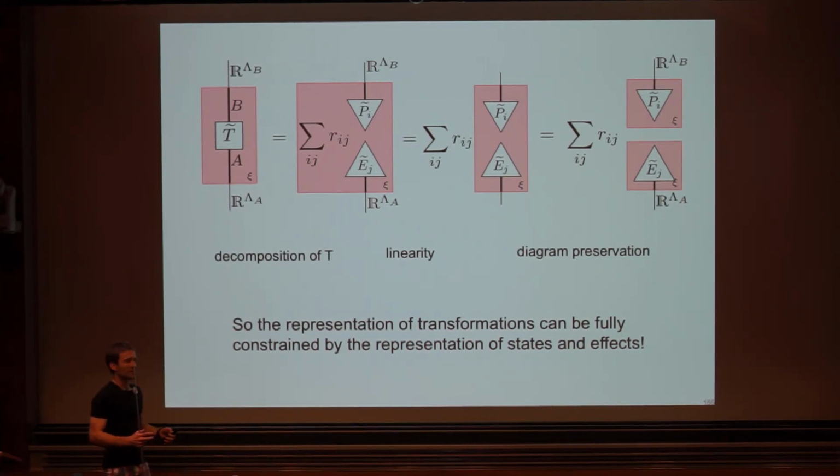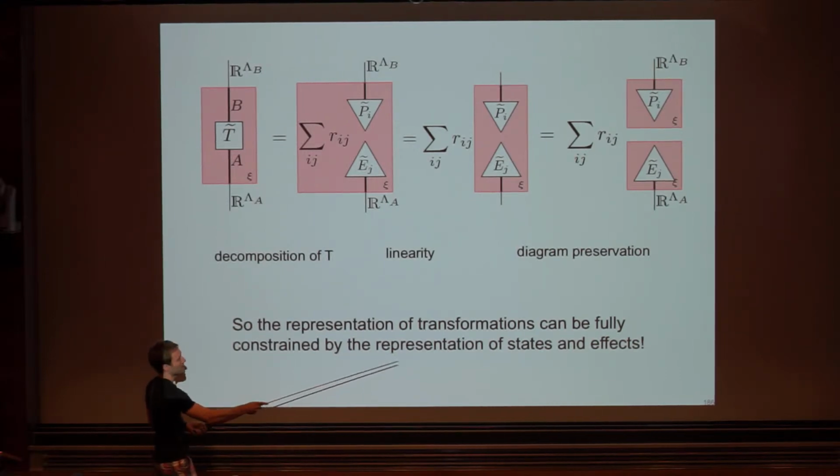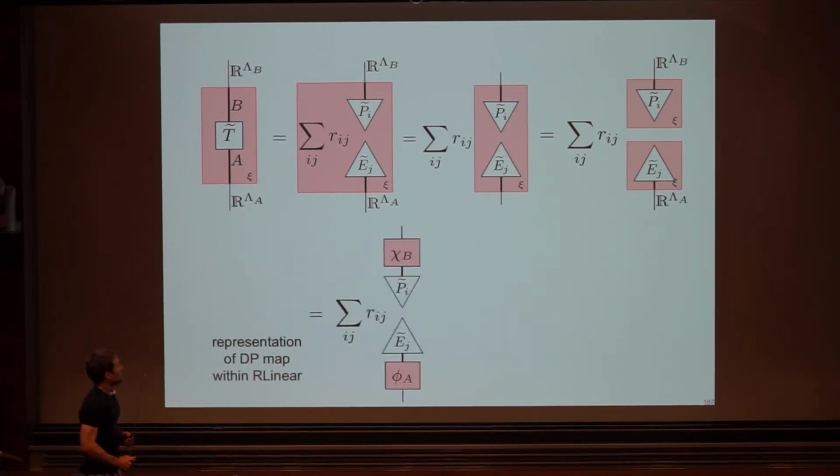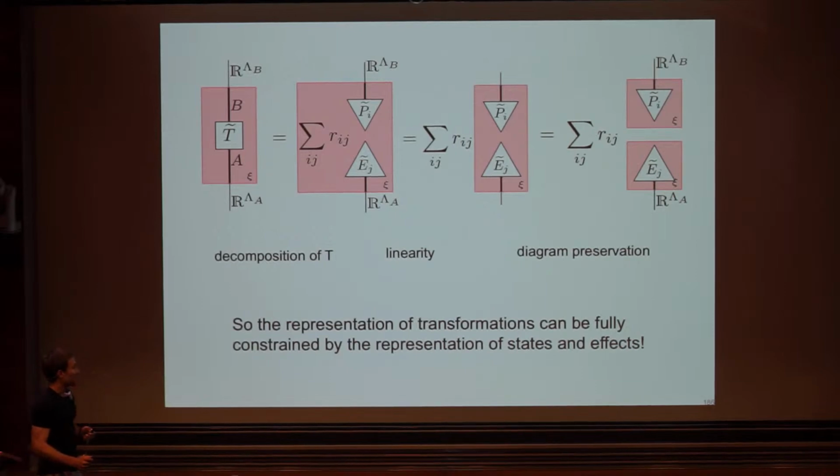So you might have thought there's going to be a whole bunch more information in figuring out what happens to all the transformations in your theory. But for all these GPTs, actually all the information somehow is encoded in the way you represent the states and effects. So that's a pretty powerful constraint, and maybe an interesting insight that deserves further thought as well.